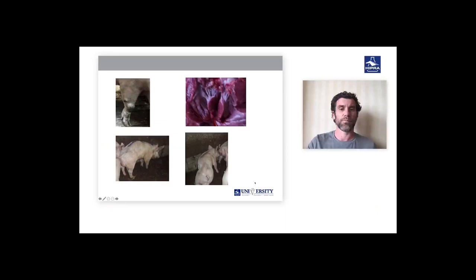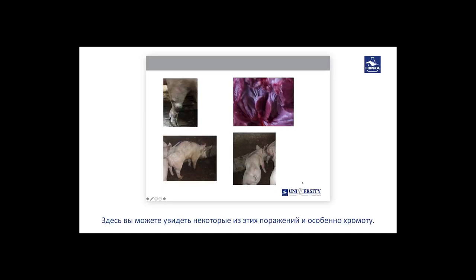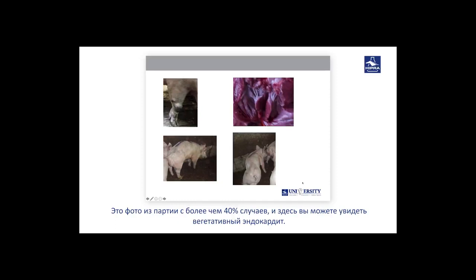Here you can see some of these lesions, lameness, very, very important lameness. This pic is from this batch with more than 40% of cases. And here you can see the vegetative endocarditis.